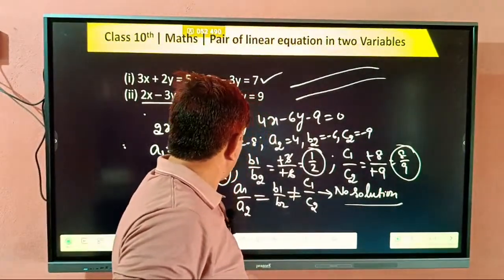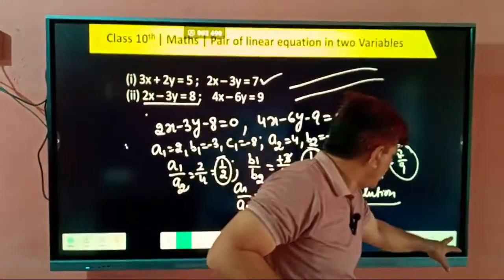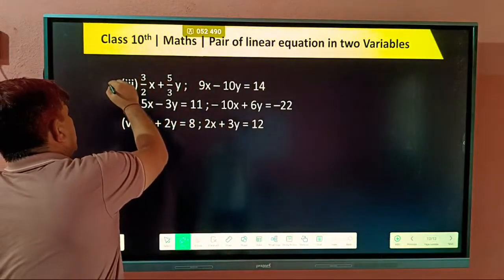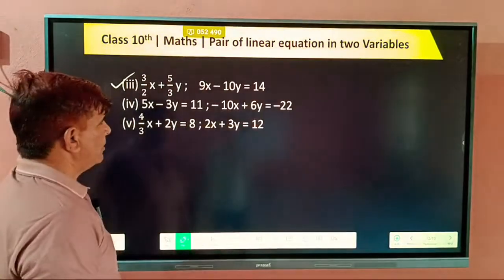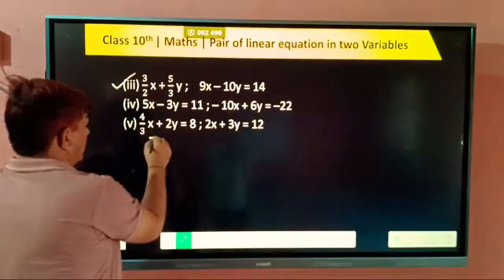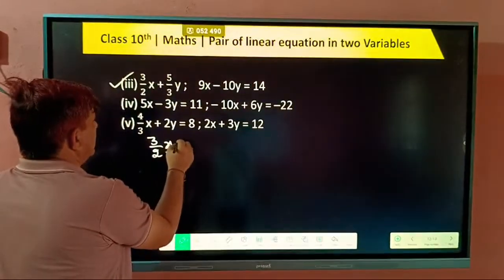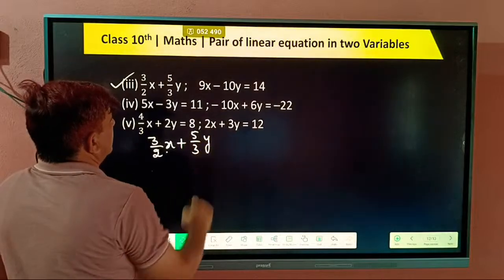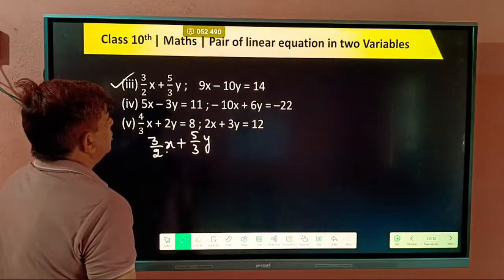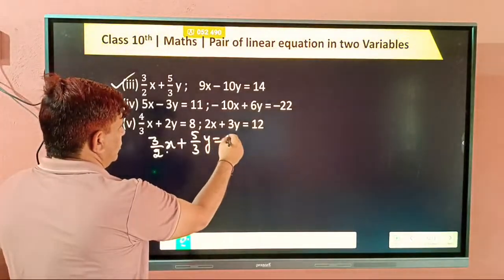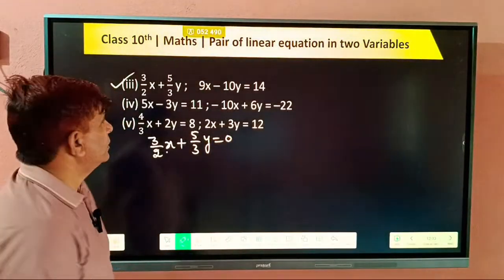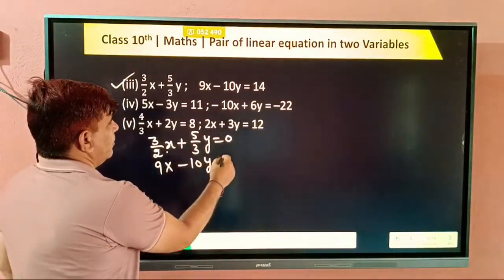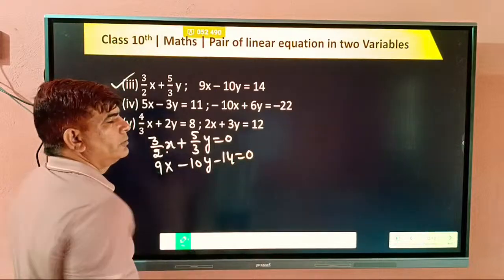Next, the second part I told you. Next I have taken this. This is given. The third part of it, how can we write? 3 by 2 x plus 5 by 3 y equal to 0.